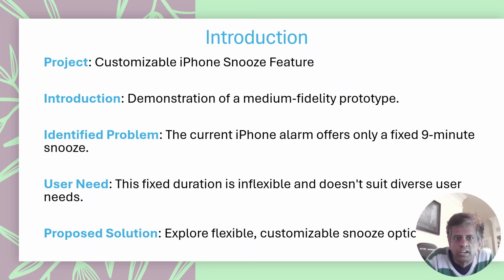This is the demonstration of medium fidelity prototype for a customizable snooze feature in the iPhone alarm system. The current iPhone alarm only offers a fixed 9-minute snooze, which doesn't suit everyone's needs. This prototype explores more flexible options through three key screens: alarm list, snooze customization, and the alarm ringing interface. I'll walk through each screen and explain the design choices.